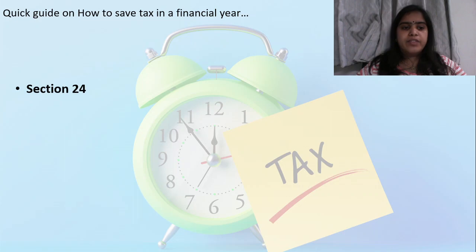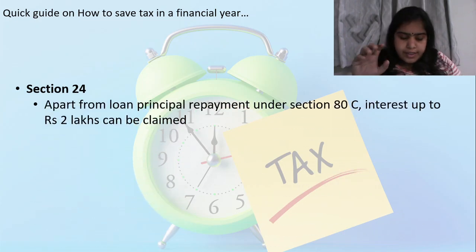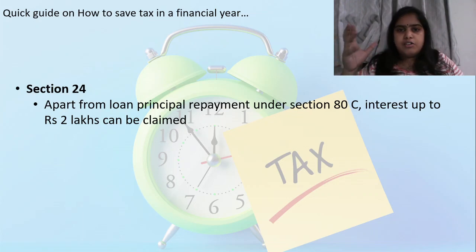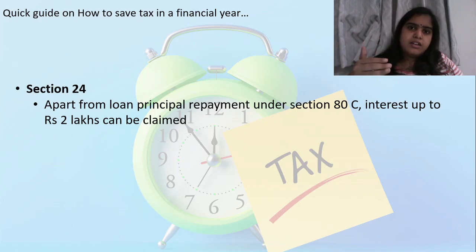So this was 80U. Then section 24. Apart from the principal, this is one of the most important sections for saving tax. If my husband and I have decided to buy a home, and our EMI is 25,000, as we discussed earlier in this example, 15,000 is going for interest and 10,000 is going for principal. So this 10,000 is deductible under section 80C, but 15,000 multiplied by 12 crosses 1.5 lakh, it becomes 1.8 lakh rupees. So up to 1.8 lakh rupees we can claim under section 24. The interest up to 2 lakh rupees can be claimed under section 24.